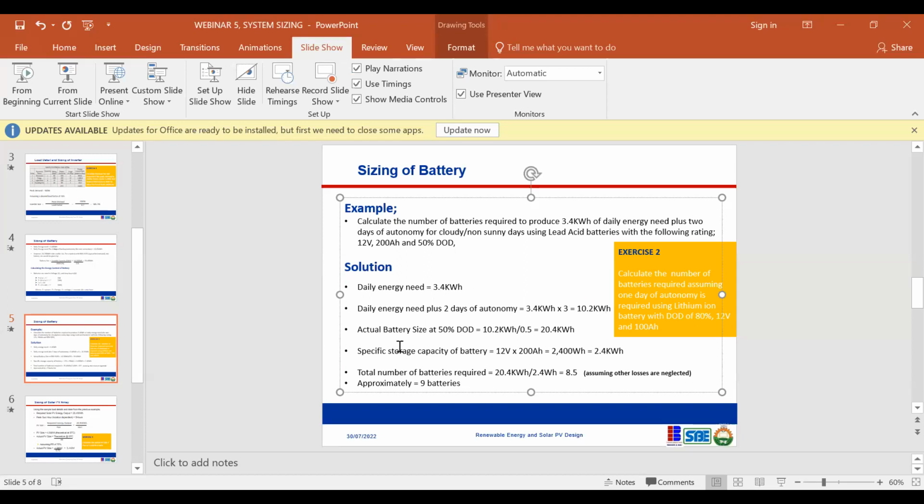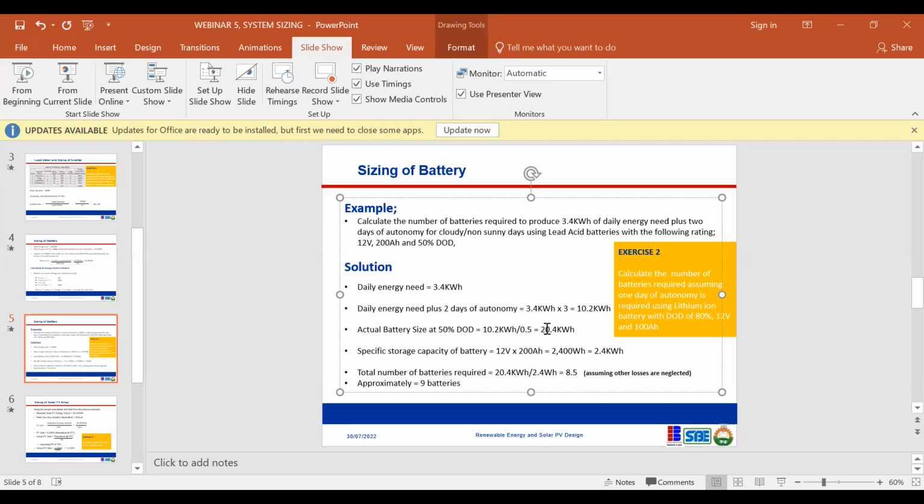Now the actual battery size at 50% DOD is the total energy storage size that we need divided by the depth of discharge. If we divide it, we have 20.4 kilowatt hour. This is the battery size that we want to design. This battery size should be able to carry the load for 3 days. If there is no sunlight for 2 days, it should be able to sustain the load. So this is the total battery size that we want to have.